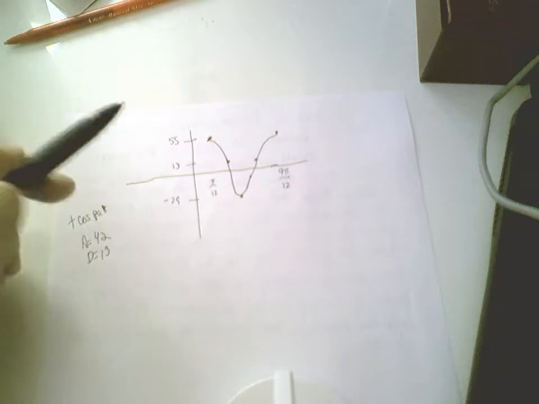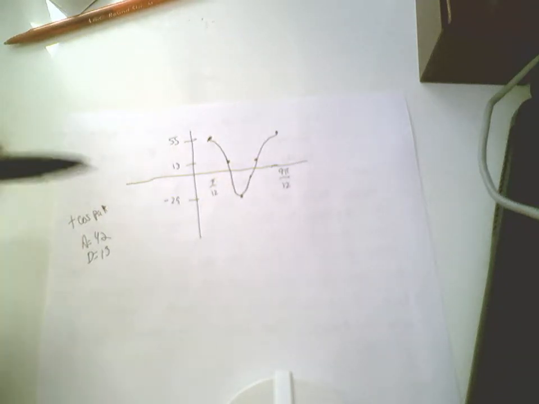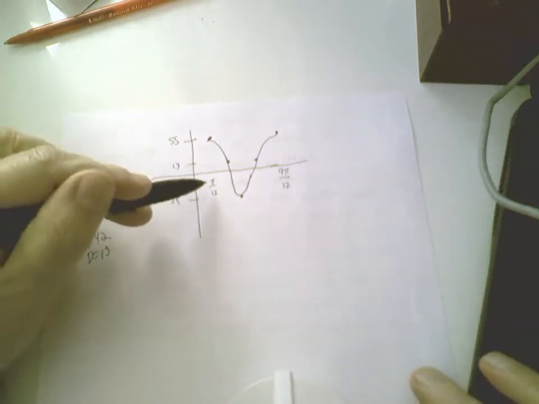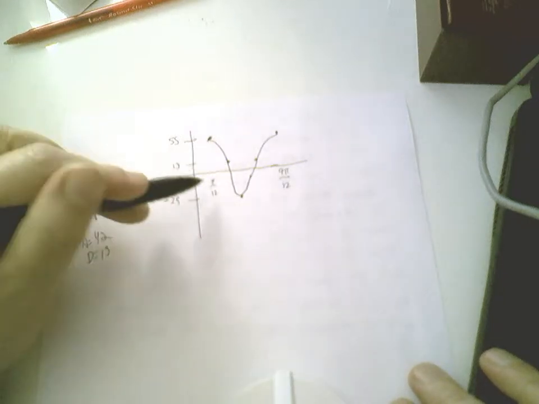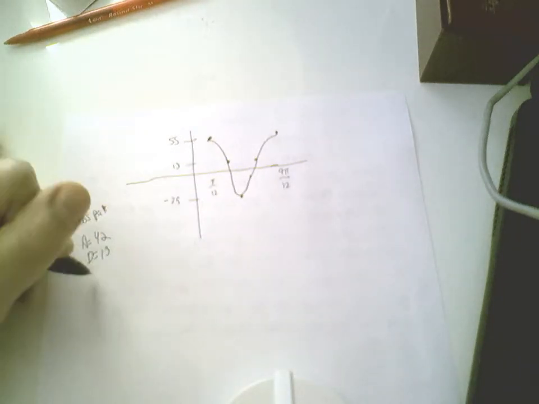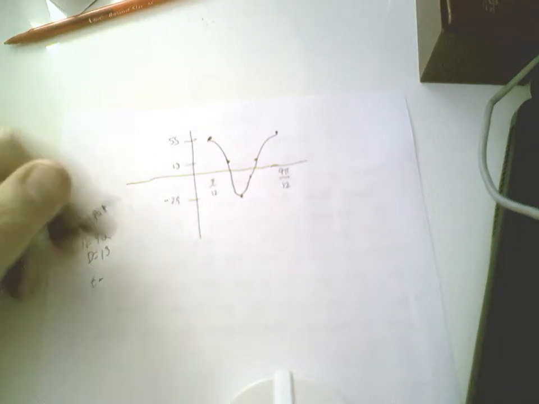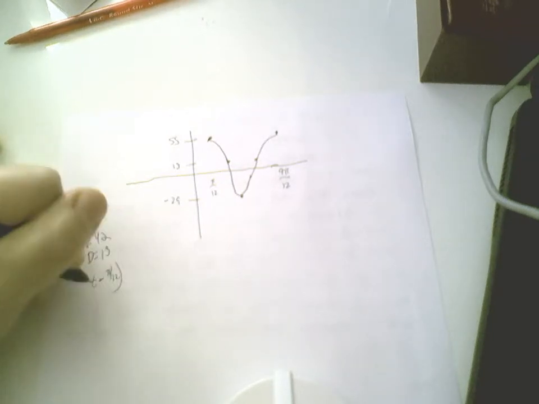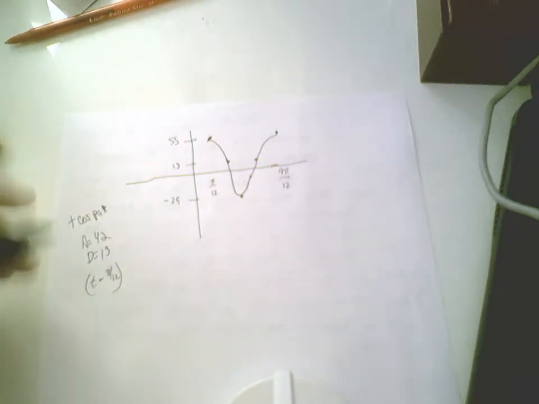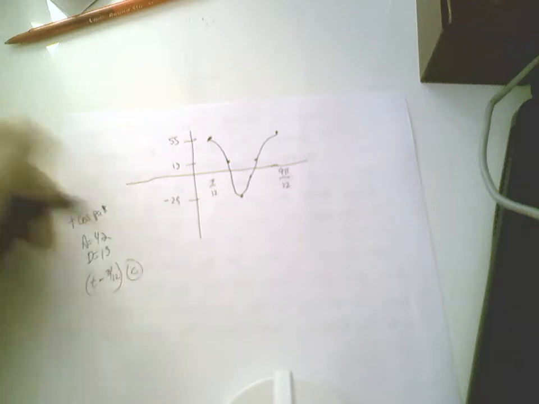What else do I need to work my way through? Where do I start to draw? I'm starting to draw at pi over 12. I must have a t minus pi over 12. That's helping me with my value of c, so to speak.